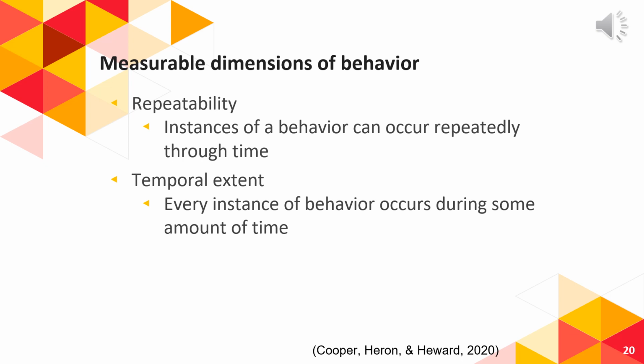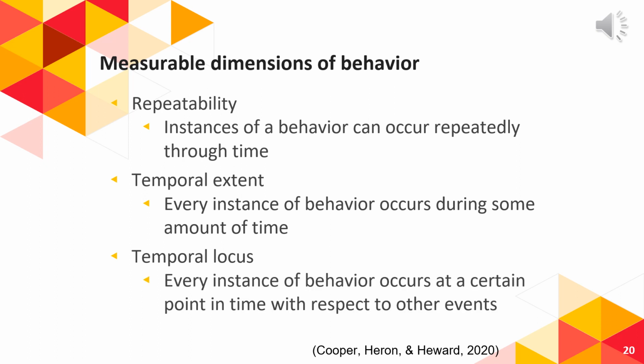And last, we have temporal locus. Every instance of behavior occurs at a certain point in time with respect to other events. This means that when the behavior occurs can be measured. Latency and inter-response times are measures of this. Derivative measures can be obtained from these measures, such as percentage and trials to criterion.